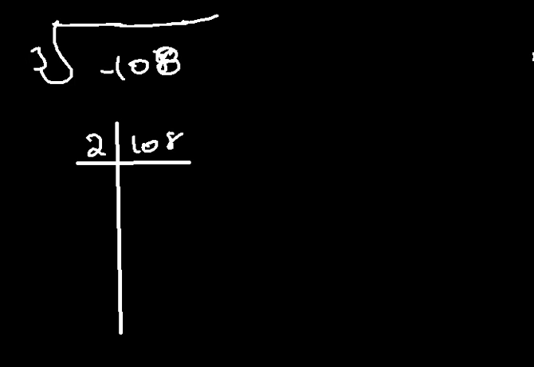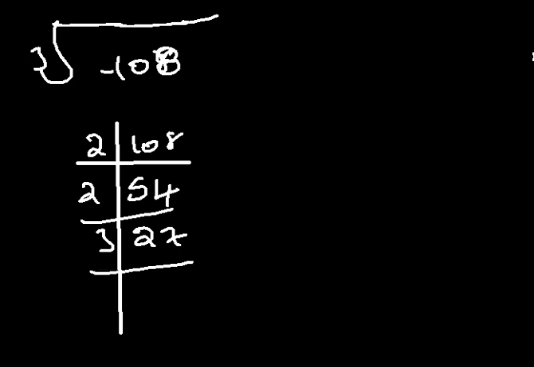Now what is 2 into 108? We'll have it as 54. What is 2 into 54? It is given as 27. So we have 3 into 27, and we'll have it as 9, which is given as that.